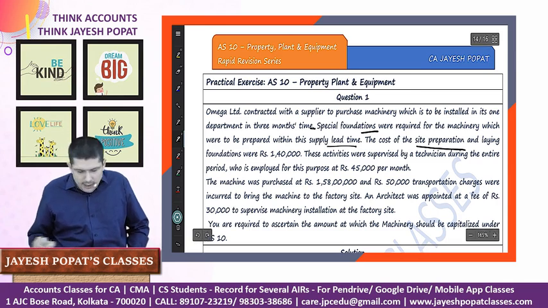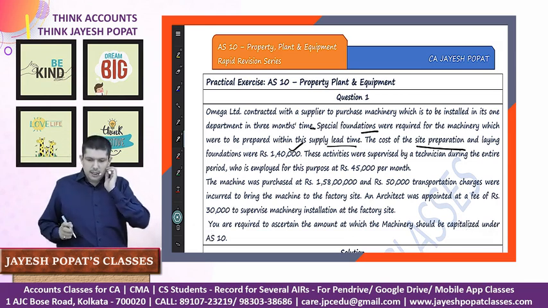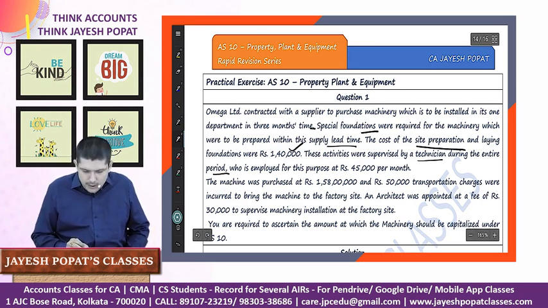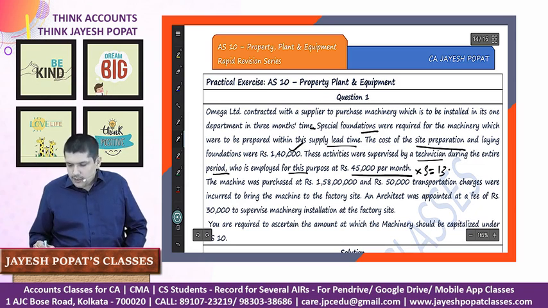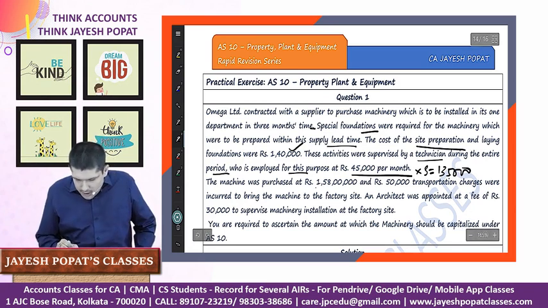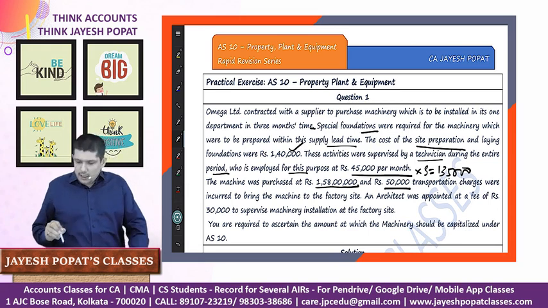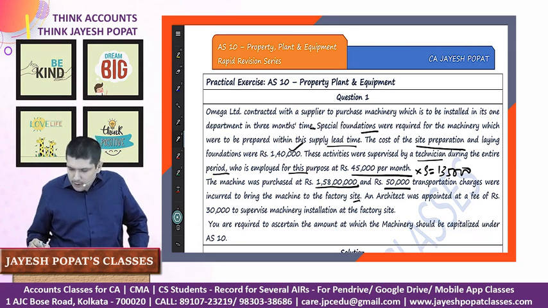The cost of the site and laying the foundation is 140. So this 140 is a cost because it is necessary to install the machinery. These activities were supervised by a technician during the entire period of 3 months, who is employed for this purpose at 45,000 per month. So 45,000 into 3 months is the lead time. So 1,35,000 is incurred as salary to this technician. The machinery is purchased at 1,58,000. So this is basically a purchase price. And transportation cost will also be considered as cost of PP directly attributable in bringing the machinery to the factory. An architect was appointed at a fee of 30.